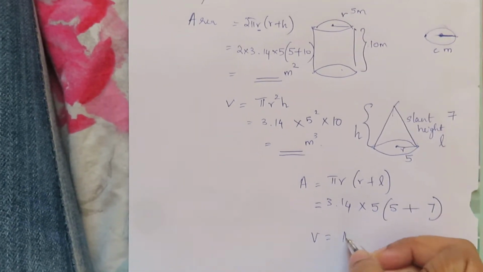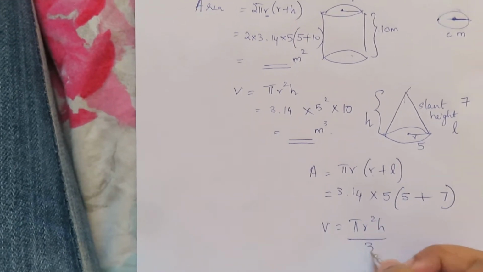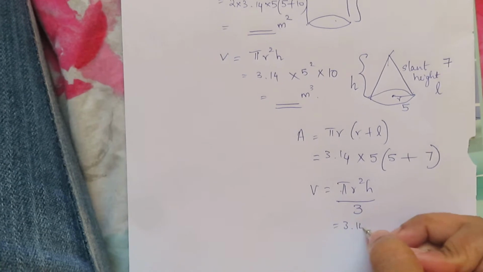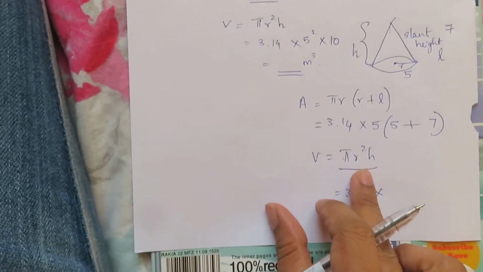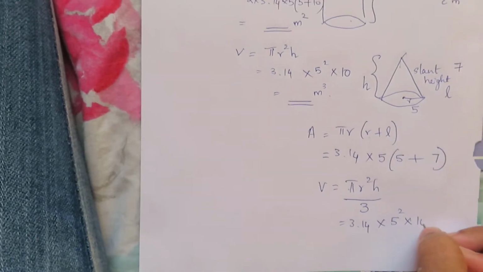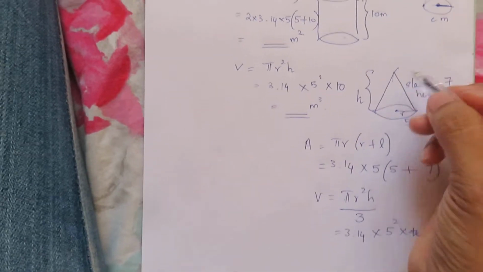Now volume will be pi r square h divided by 3. You substitute the value for pi, for r. So 3. So this is how you should have your steps. All the formulas should be written first. The substitution should be shown properly into the height. The height is not given here.